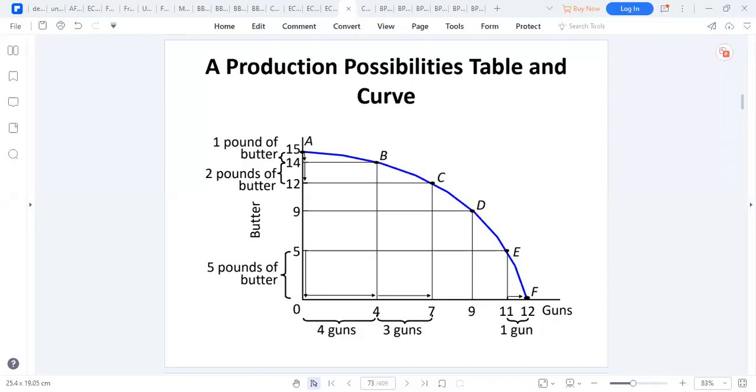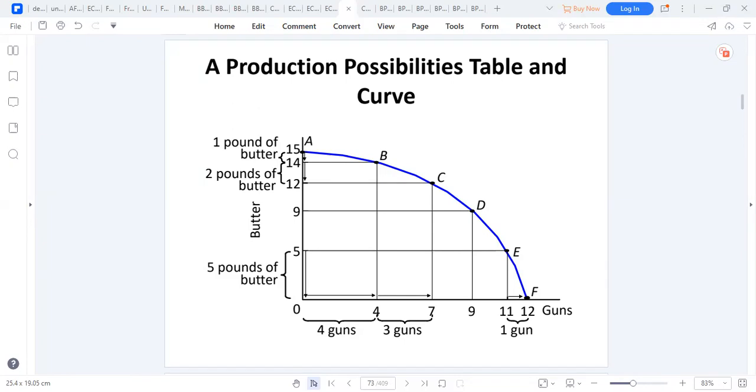The production possibility frontier. What you are seeing right now is called the PPF, also known as the production possibilities curve, or PPC. This graphical representation illustrates different combinations of two goods and services that an economy can produce given its available resources and technology.